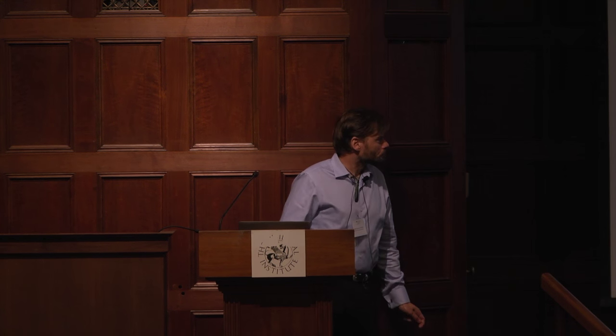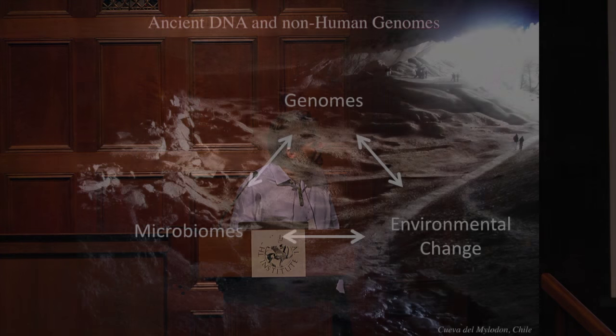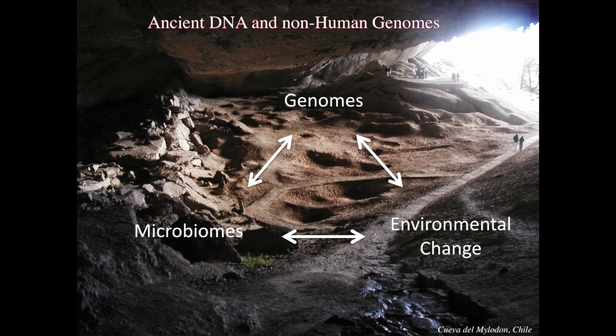So the area that I'm going to talk about today is one of the areas that I've been interested in for a while, which is really the interaction between environmental change through time with the genomes that we can now measure in ancient humans and other animals, and including modern groups, and also the microbiomes, how all these three are interacting in an evolutionary dance, if you like, and how we can use the genomic information in particular to look at past environmental changes and their biological impacts on the environment.